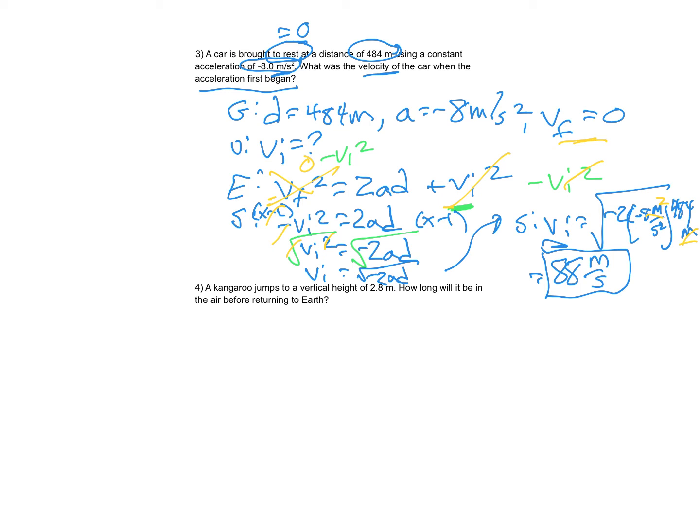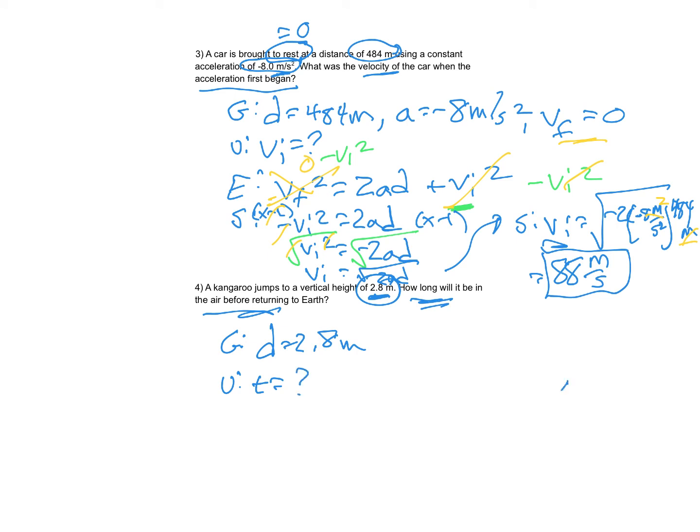All right, last question. A kangaroo jumps to a vertical height of 2.8 meters. How long will it be in the air before returning to Earth? Oh, that's a really weird question. Let's see. Well, meters is D. Okay, I know that, right? So I'm struggling because I don't understand. Okay, D is 2.8. And I know how long. Okay, I can do that part. T equals... question mark. I want to know how long.